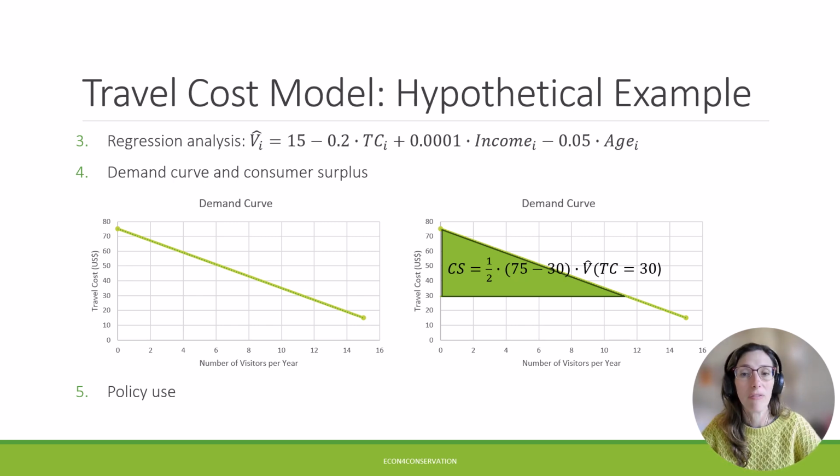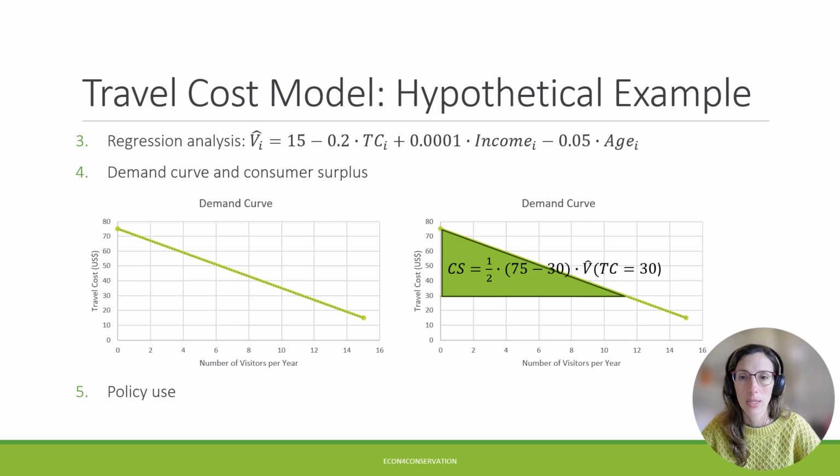So for example, if the average travel cost is $30, then the choke price, the cost at which visitors drop to zero, is 75. The consumer surplus for each visitor can be estimated as the area of a triangle. In terms of policy, the results can be used to estimate the value of the hiking trail to individual visitors and how changes in access, for example, given by new entrance fees or improved trails, might affect visitation and welfare, measured here by the consumer surplus.